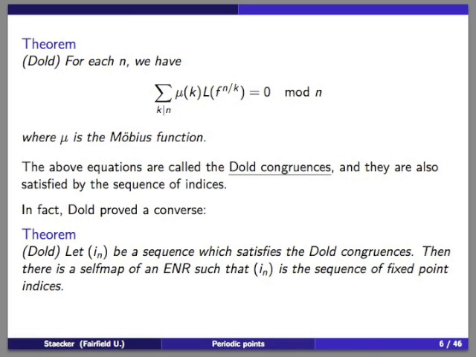In fact, this is kind of remarkable. Dold actually proved a sort of converse to this. The Dold congruences are the only restriction on what the sequence of fixed point indices or Lefschetz numbers can be. So if you have any sequence which satisfies the Dold congruences, then there is a self-map of an ENR, which is slightly more general than a complex, such that your sequence is the sequence of fixed point indices if you appropriately define what you're talking about.